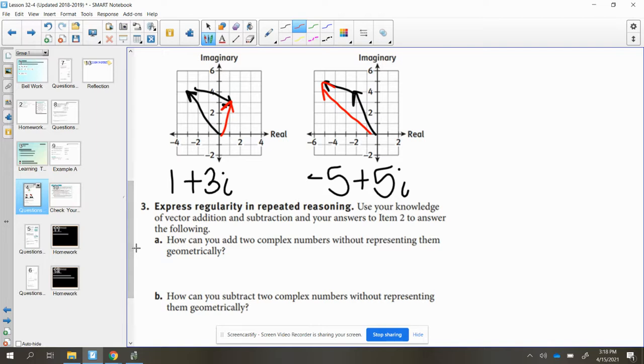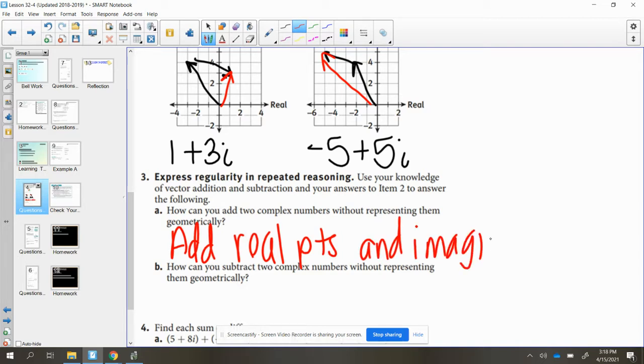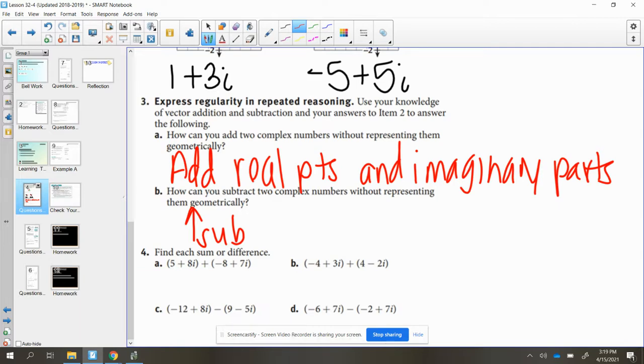Now, as we move on to page 455, we see about talking again, adding the real to the real, and then adding imaginary to imaginary. So add real parts and imaginary parts. And then same thing with subtracting. You can also substitute in the subtraction. It works the same way. Now, as we move on, then there's some practice with some operations.